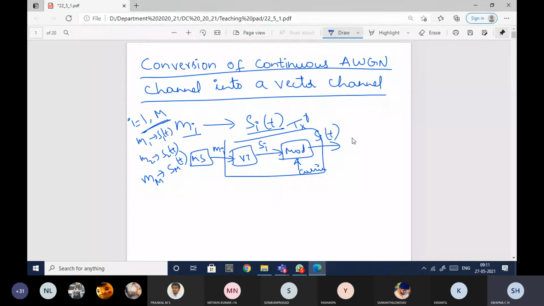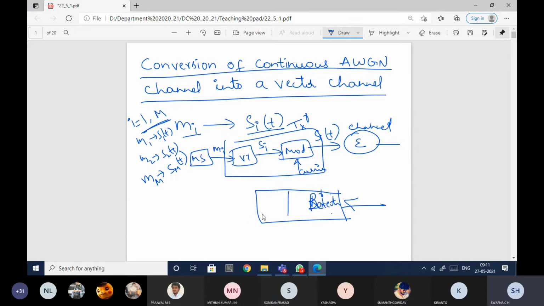Now I will give it to the channel. Here this is my channel, and from the channel it will be received at the receiver end. The receiver will have the detector and also the decision making device, or vector decoder. Whatever s_i of t I am transmitting through the channel, the receiver has to receive that s_i of t.